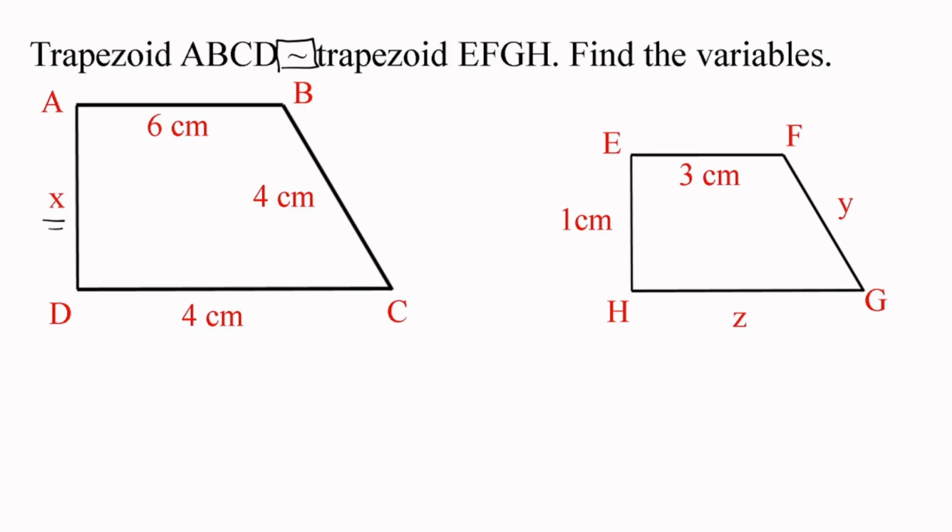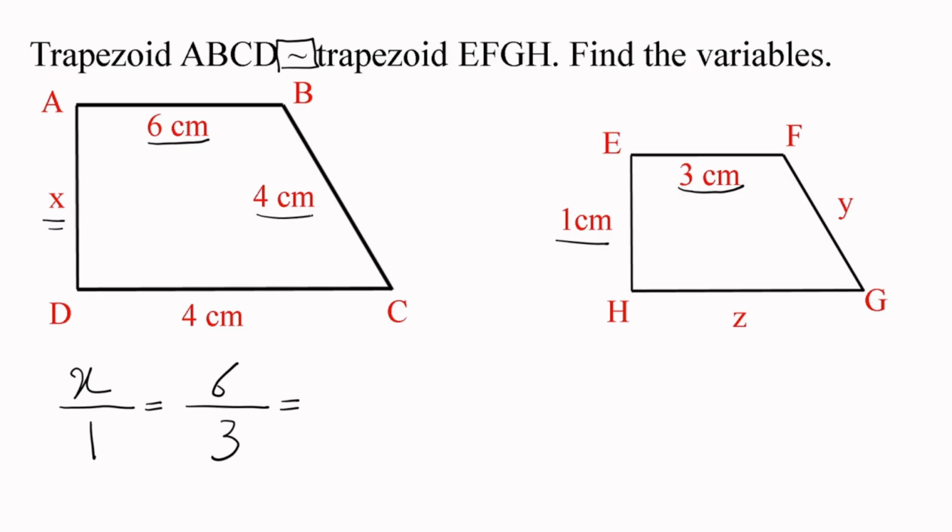Here we have x. What is the corresponding side in the smaller trapezoid? As you can see, here is 1. I'm going to write it 1. I'm going to put it in the denominator. What should I write in the second numerator? As you can see, I started with the larger trapezoid. So I'm going to continue with the larger trapezoid. Larger trapezoid must be in the numerator. I have 6 centimeter here. And again, here, this is the corresponding side. I'm going to write 3.